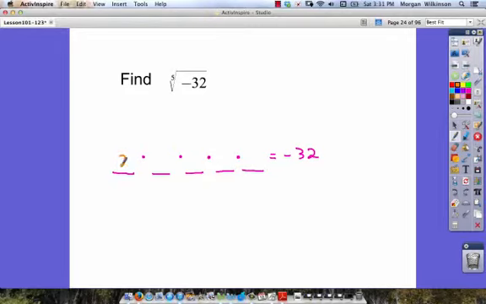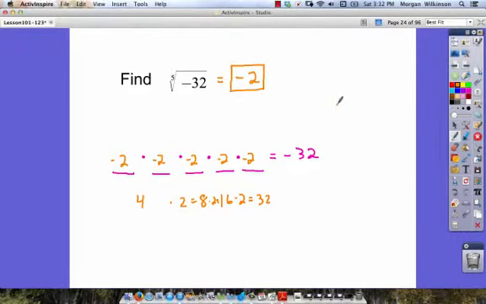Let's try our next number. 2 times 2 times 2 times 2 times 2. Well, 2 times 2 is 4, and 4 times 2 is 8. And 8 times 2 is 16. And then 16 times 2 is 32. So that's good. We've got the right number. The problem is we need negative 32, not positive 32. So it's going to have to be negative 2 all the way through. Since we have an odd number of negatives that we're multiplying, it's going to give us a negative answer. So our answer, the fifth root of negative 32, must be equal to negative 2. We could box our answer and move on to our next question.